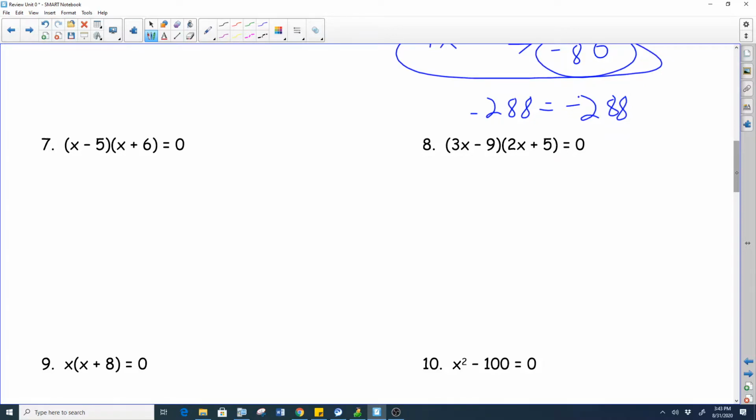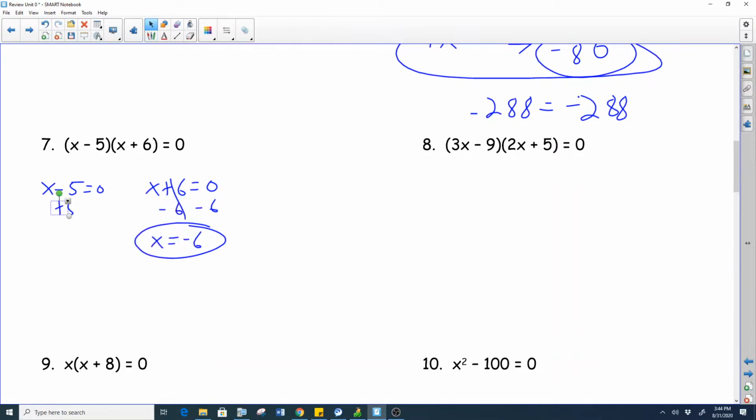And it's already been factored, I mean. So all you're doing is setting each one equal to 0. So we'll take x minus 5 and set it equal to 0, and then take x plus 6 and set it equal to 0. So then we minus 6 to both sides, so we get x equals negative 6. Not bad. And then add 5 to both sides. So we get 2 answers, a positive 5 and a negative 6.